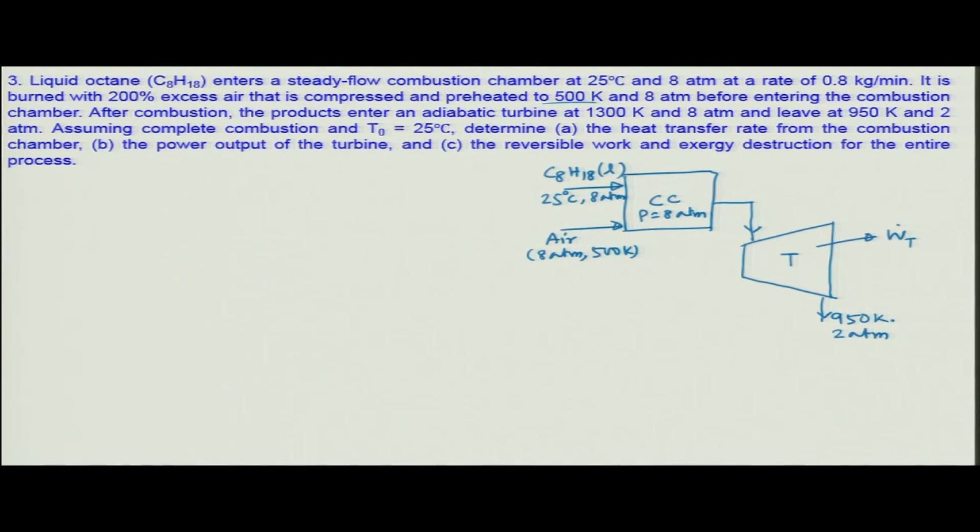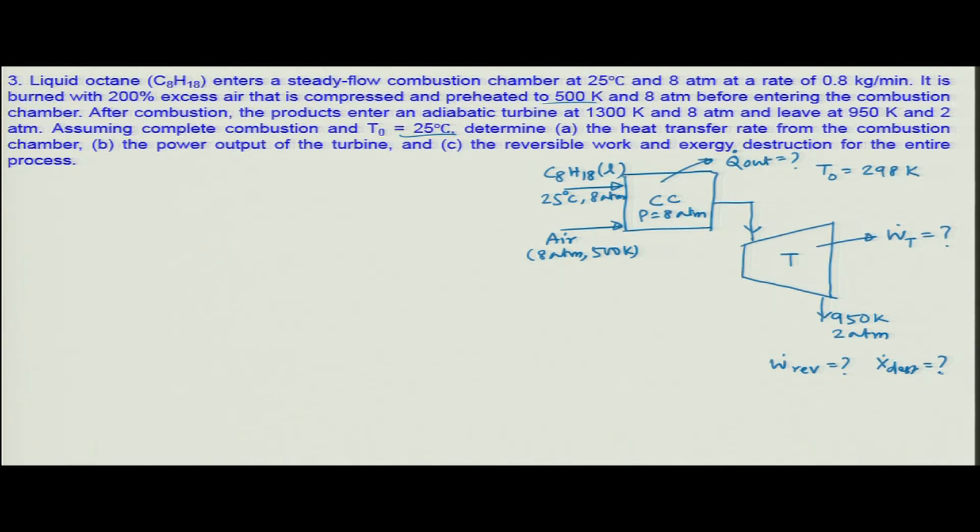So, assuming complete combustion and T naught is the surrounding temperature, which is 298 Kelvin, 25 degrees centigrade. So, first we have to determine the heat transfer rate from the combustion chamber. So, there is some heat transferred from the combustion chamber, we have to determine that, and the power output of the turbine. And the third question is the reversible work, W dot reversible of the turbine, and exergy destruction, okay, for the entire process. So, this is the question.